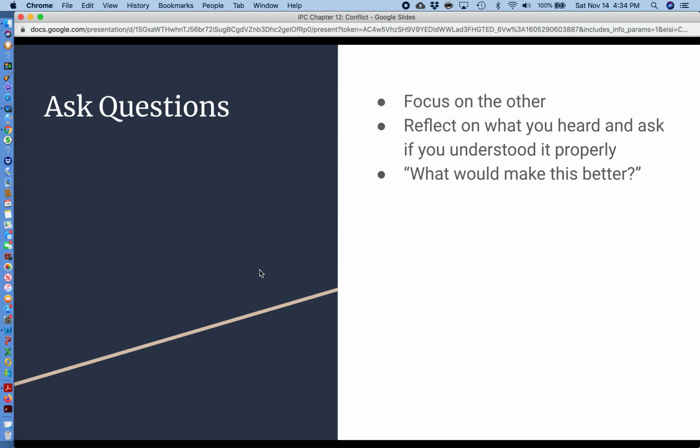Ask questions, perception checking, right? Focus on the other person. Think about what they said. Paraphrase, ask them questions to make sure you understood what they had to say. And then ask them, what could we do to make this better? What can I do to make this better? Right?